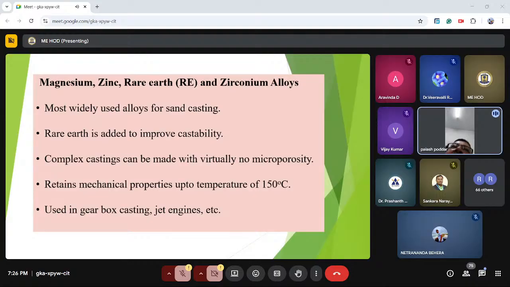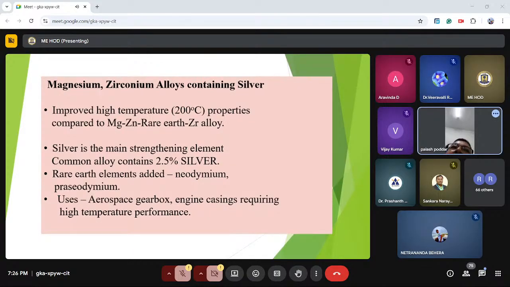Then magnesium-zirconium alloys containing silver have improved high temperature properties, like at 200 degrees centigrade, compared to magnesium-zinc-rare earth-zirconium alloys. Silver is the main strengthening element. A common alloy contains 2.5% silver. Rare earth elements added include neodymium, praseodymium, cerium, lanthanum, didymium, samarium, and more elements can be added. Sometimes scandium also can be added.